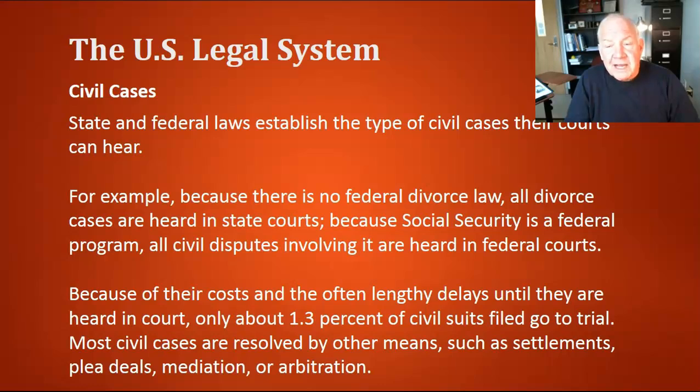State and federal laws establish the type of civil cases their courts can hear. For example, because there is no federal divorce law, all divorce cases are heard in state courts. Because Social Security is a federal program, all civil disputes involving it are heard in federal courts. Because of their cost and often lengthy delays until they are heard in court, only about 1.3% of civil suits filed go to trial. Most civil cases are resolved by other means, such as settlements, plea deals, mediation, or arbitration.